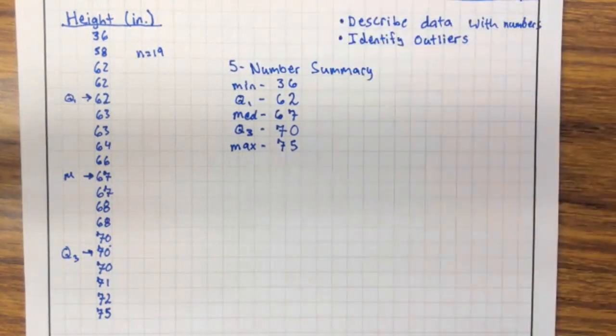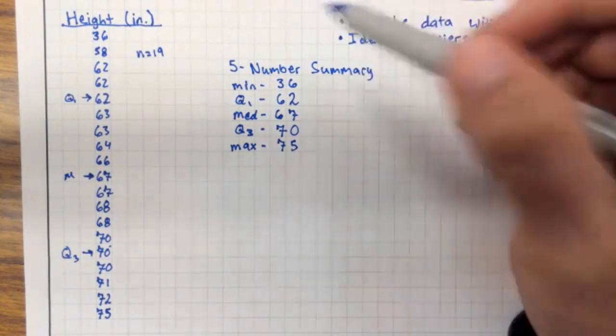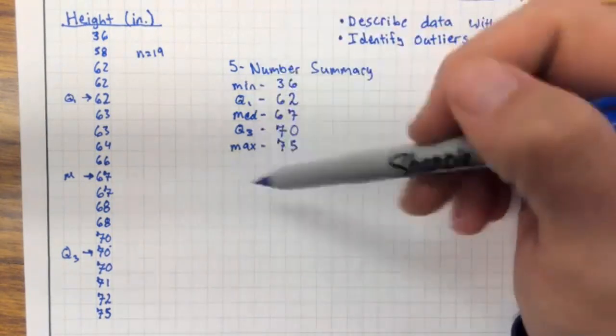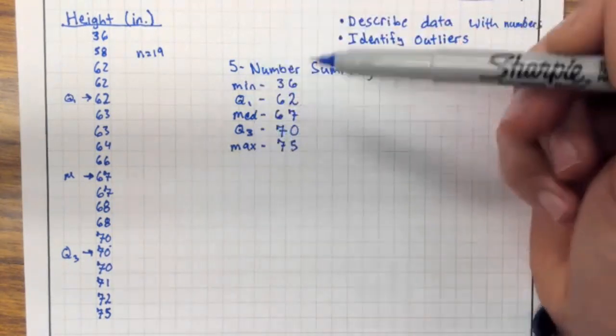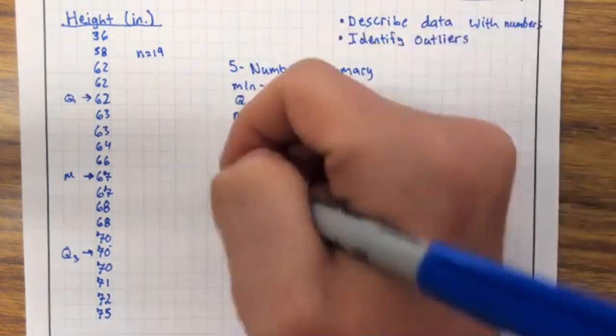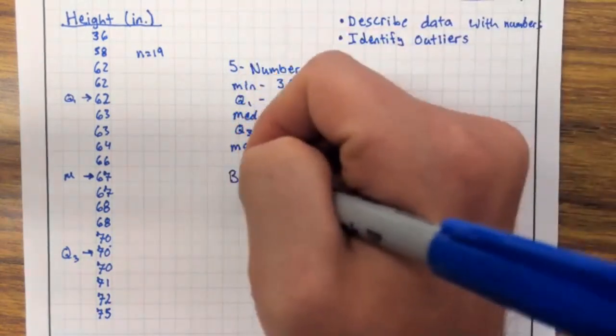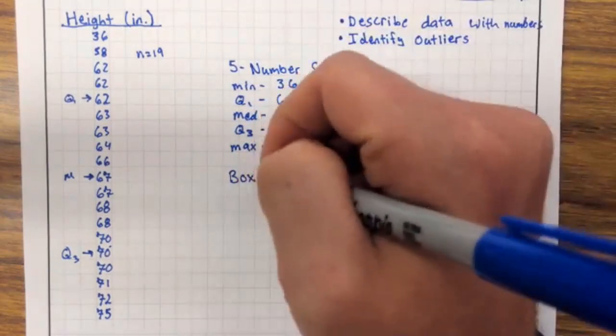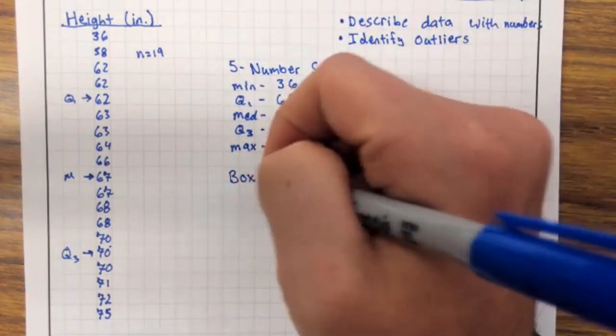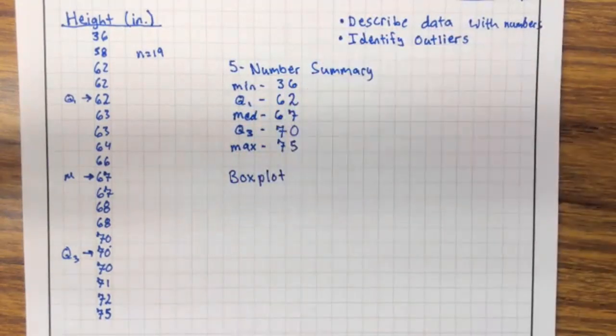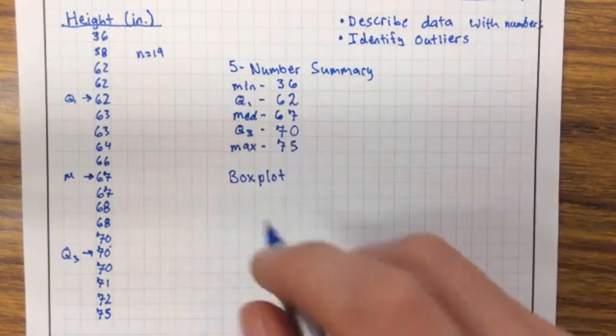Now what we need to do next is plot this data. We're going to plot the 5-number summary. And the plot for a 5-number summary is called a box plot, or sometimes you'll see it called a box and whisker plot. Box plots are super easy to plot. All we need to do is start with the minimum value.